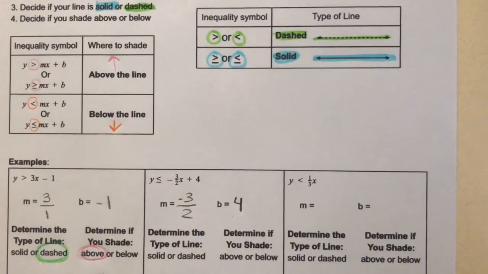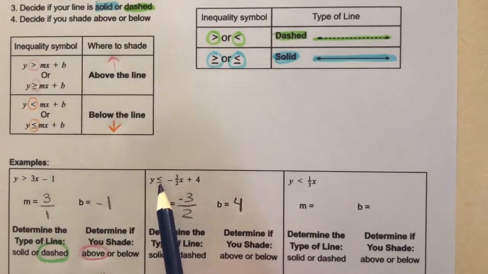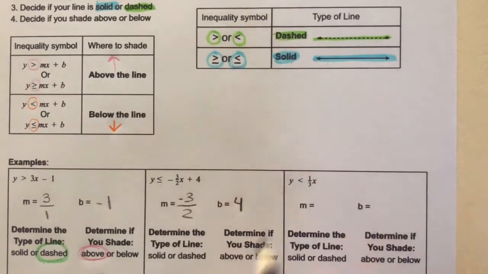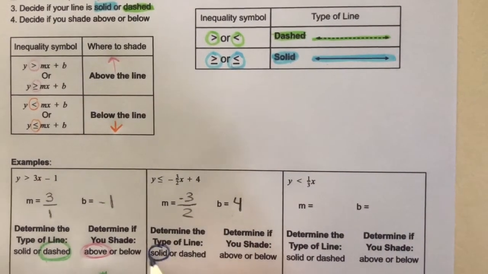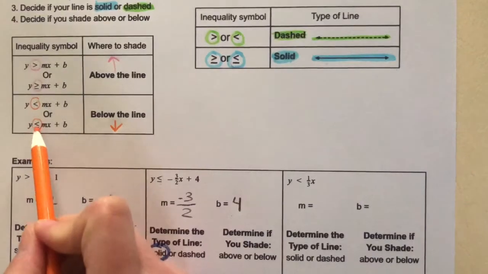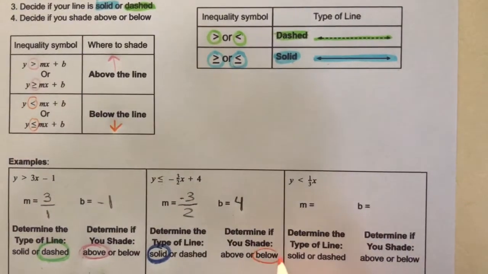Now to determine if it's going to be a solid or dashed line, I'm going to look at this symbol. It's less than or equal to, which matches the symbol right here, which means my line is going to be solid. And then again, I look at this symbol, it says less than or equal to, and less than matches shading below.